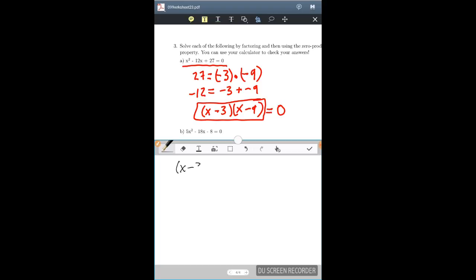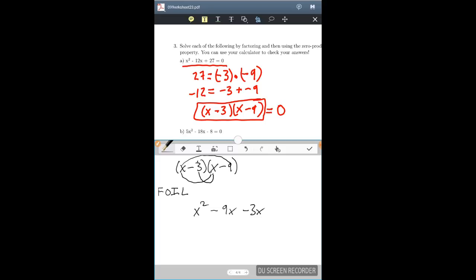So, going down here, if we want to check ourselves, which is always a good step to do, we can take this factored form and we can go backwards. We multiply this out, and remember FOIL: first, outside, inside, last. So, I take the two first things, x times x, I get an x squared. Outside, that's x times negative 9. Don't forget the negative, that's minus 9x. Now inside, that's the negative 3 times the x, that becomes negative 3x.